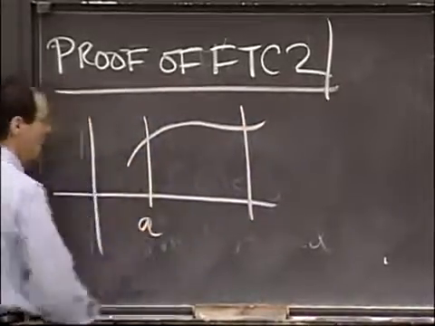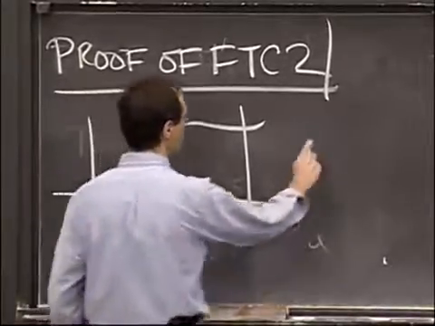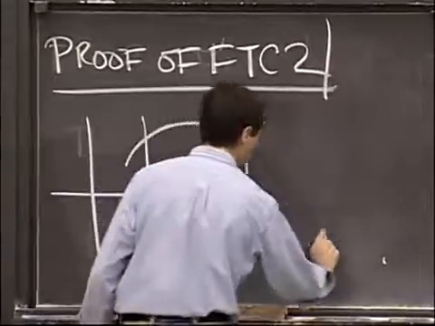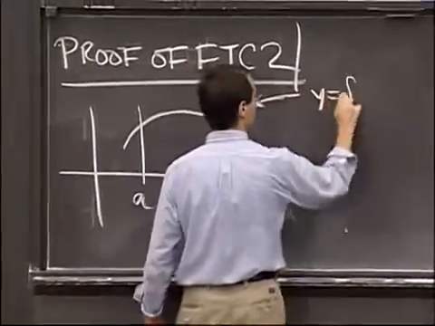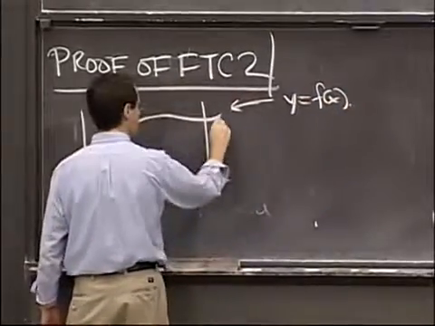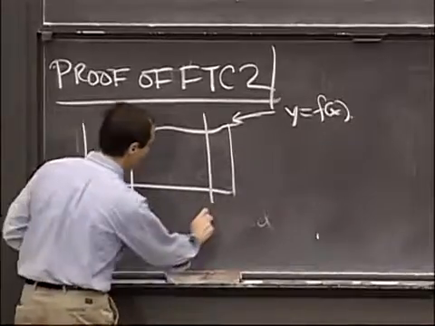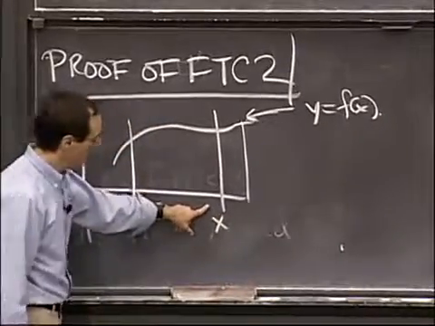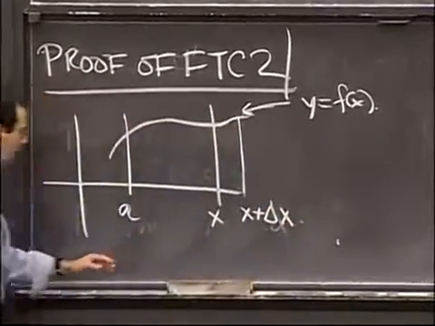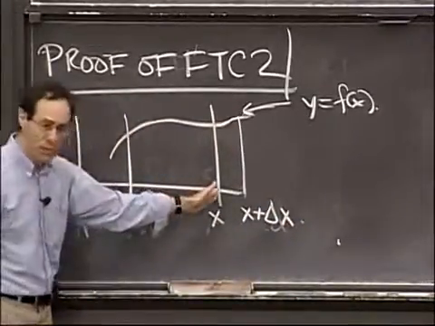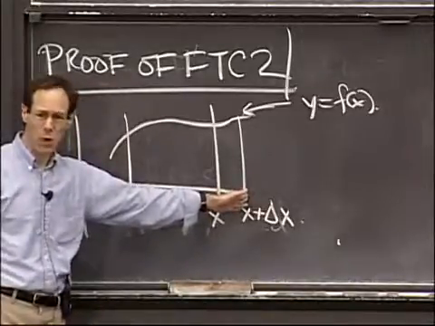So if here's the value of a, and this is the graph of the function y equals f of x, then I want to draw 3 vertical lines. One of them is going to be at x, and one of them is going to be at x plus delta x. So here I have the interval from 0 to x, and next I have the interval from x to x plus delta x.